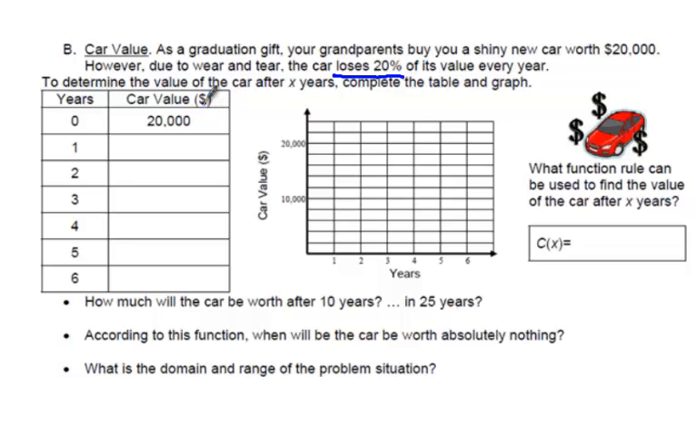Remember that it started off with 100% of the value, and then minus that 20%. So every year it is only worth 80% of the value that it was the year before. So also you need to keep in mind that we need to write that as a decimal.